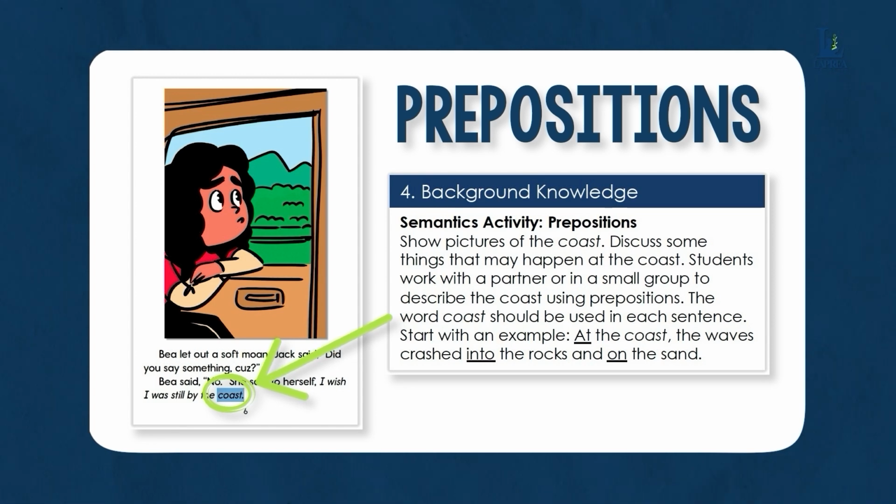Students can work with a partner again or in small groups and describe the coast using prepositions, and the word coast can be utilized in each sentence. So we would start with the example. At the coast, the waves crashed into the rocks and on the sand. So that was a way to bring in using prepositions, but again, bringing in that vocabulary development as well so they understand the word coast. So that's how we can bring in prepositions.